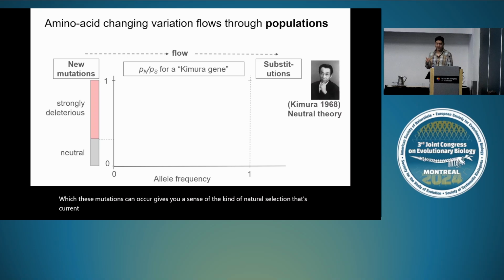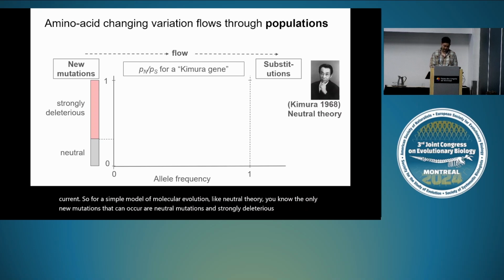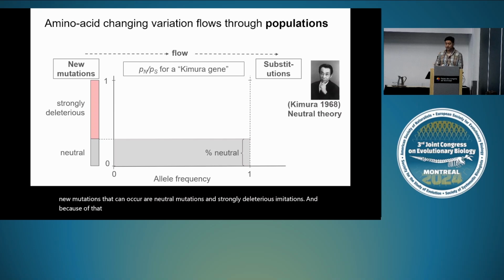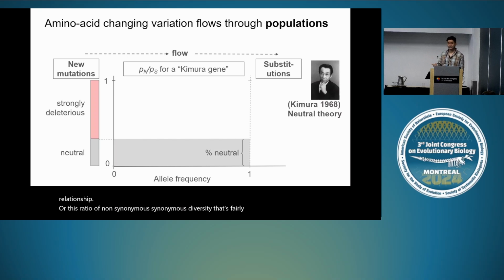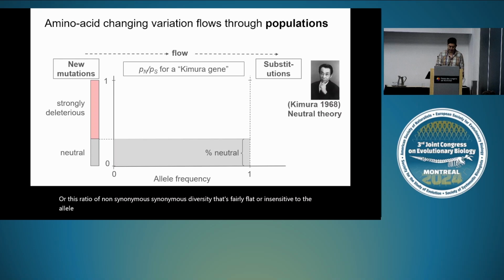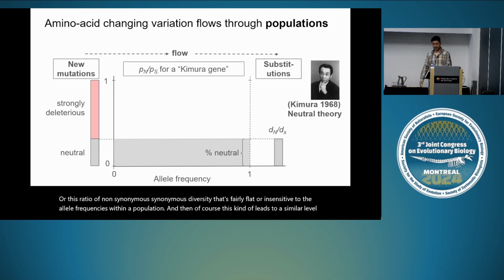So for a simple model of molecular evolution, like neutral theory, the only new mutations that can occur are neutral new mutations and strongly deleterious new mutations. Because of that, the levels of diversity, or the ratio of diversity in a population, reflects only the neutral variation that's segregating within the population. And so you get this ratio of non-synonymous to synonymous diversity that's fairly flat, or insensitive to the allele frequencies within a population. And then, of course, this leads to a similar level of substitutions.